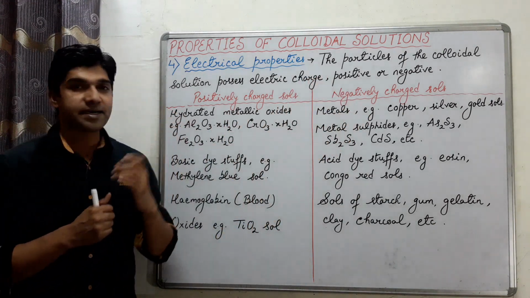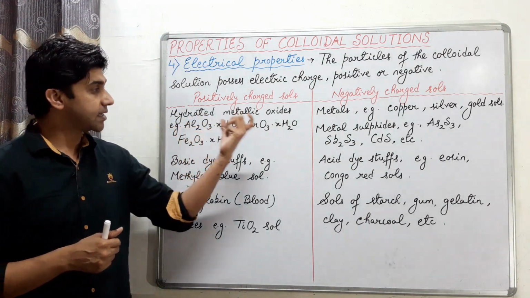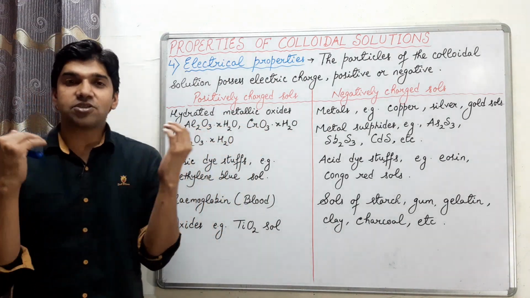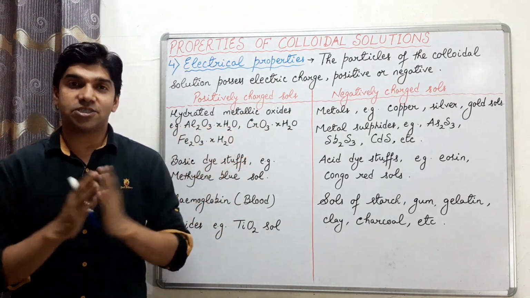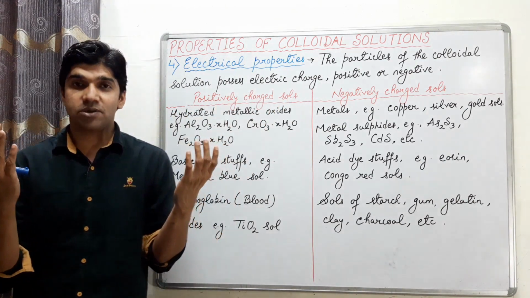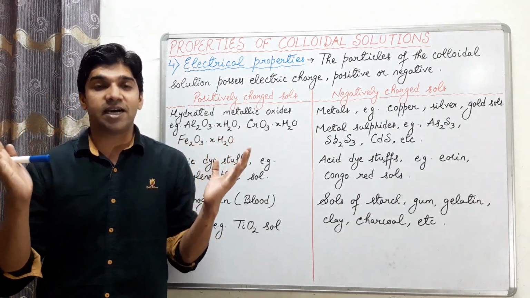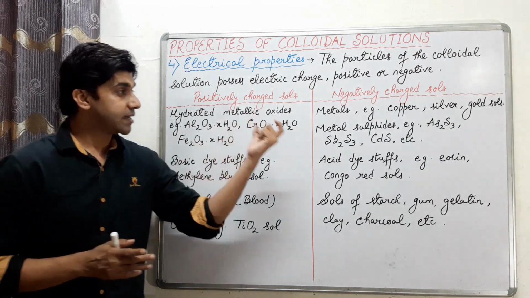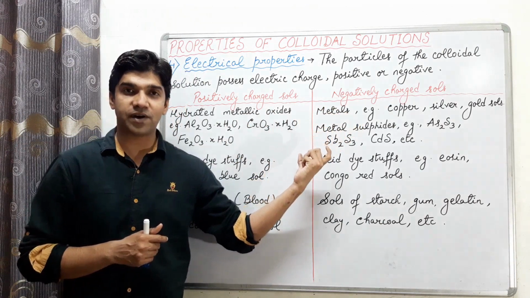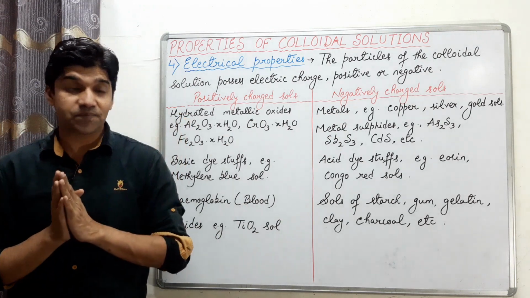Hydrated metallic oxides such as hydrated aluminum oxide, hydrated chromium oxide, hydrated ferric oxide, such salts are positively charged, whereas the metals such as copper, silver, gold, platinum, they are negatively charged. The metallic sulfides such as arsenic sulfide, antimony sulfide, cadmium sulfide, such salts are negatively charged.